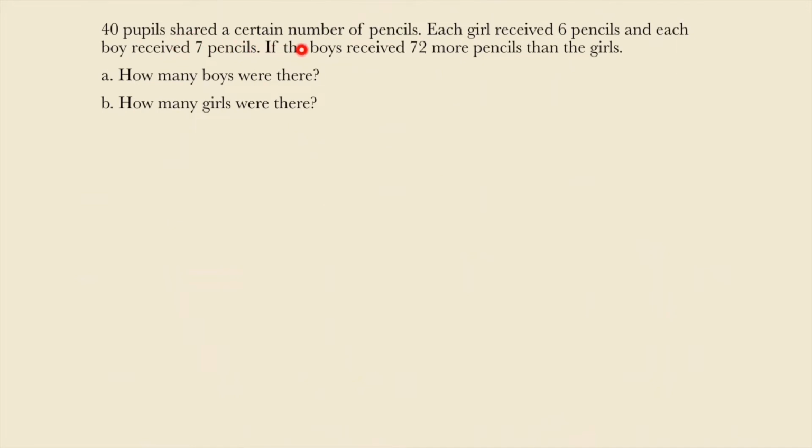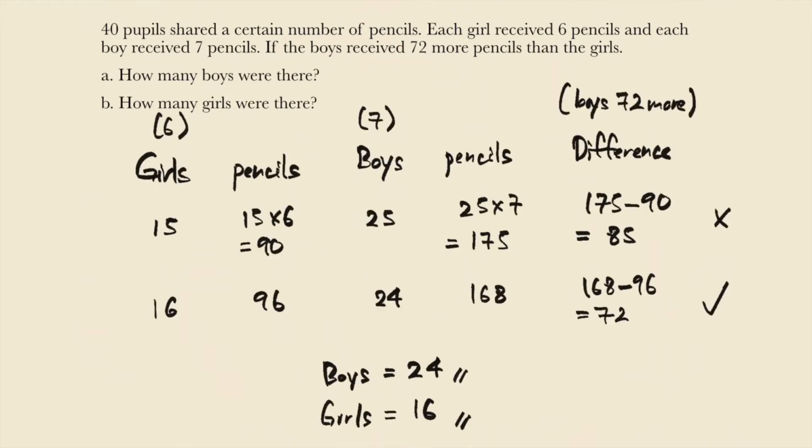40 pupils shared a certain number of pencils. Each girl receives 6, each boy receives 7. So here we're looking for the difference again. 72 more for the boys. So let's take a look here. We've got boys having 72 more, the total being 40, which means let's guess 15 and 25.